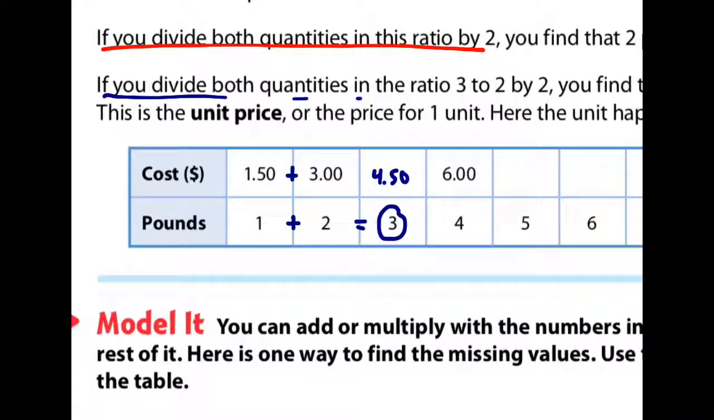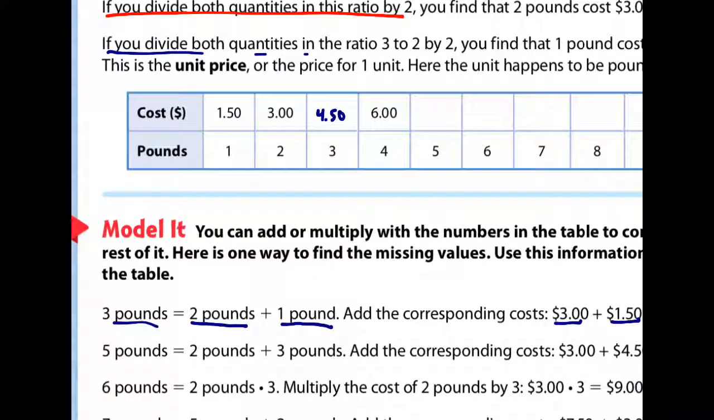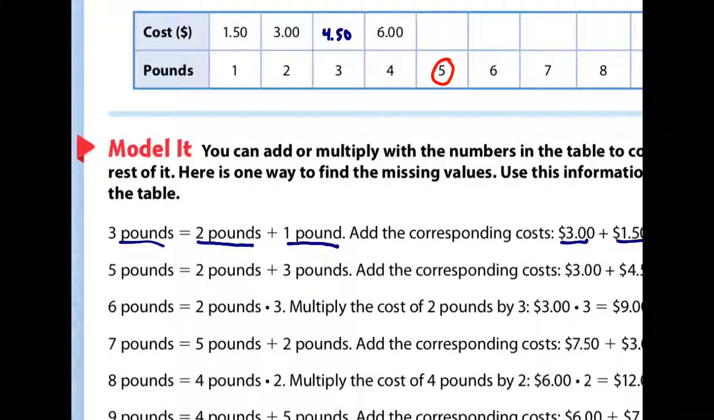All right. Now let me clear away some of this marking here. So what about if we go to 5 pounds? So check this out. So we know, here's 5 pounds. We know that 2 pounds plus 3 pounds equals 5 pounds.